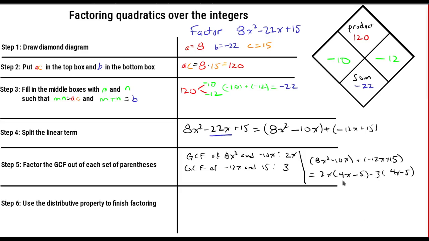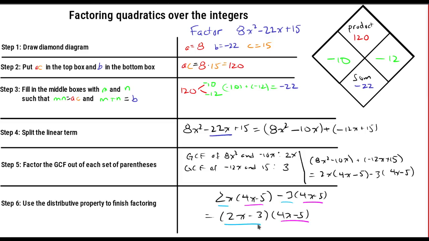And now we have 4x minus 5 and 4x minus 5 repeating, so we can factor. So 2x times 4x minus 5 minus 3 times 4x minus 5. We pull the 4x minus 5 out, and that leaves 2x minus 3 as the coefficient here. So this 4x minus 5, we pull that over here, and the 2x minus 3 goes into the other set of parentheses.